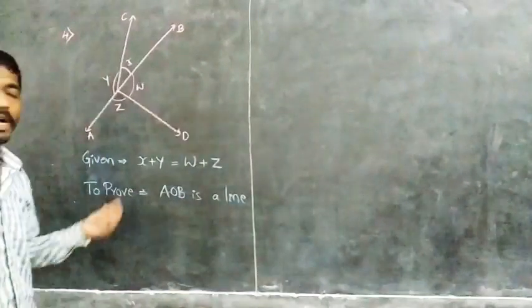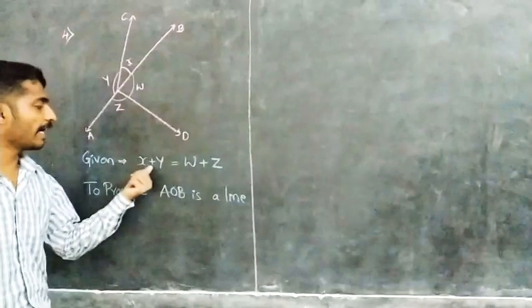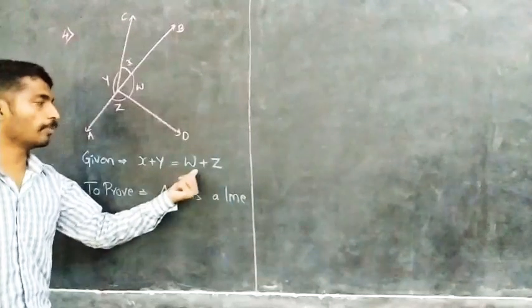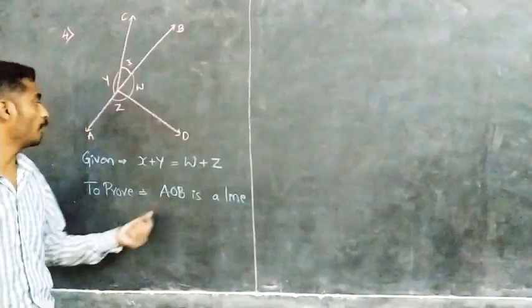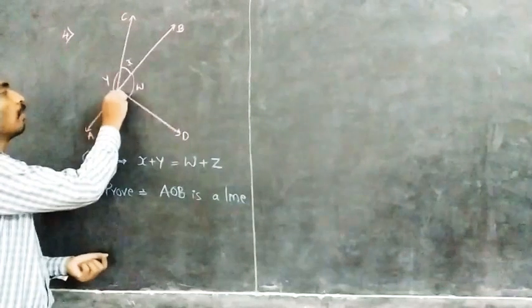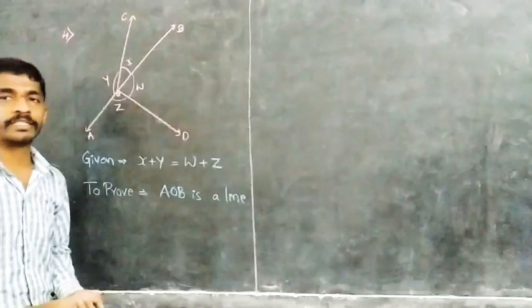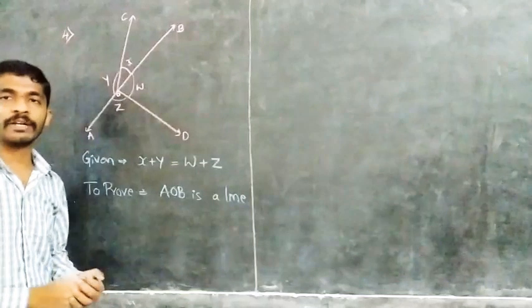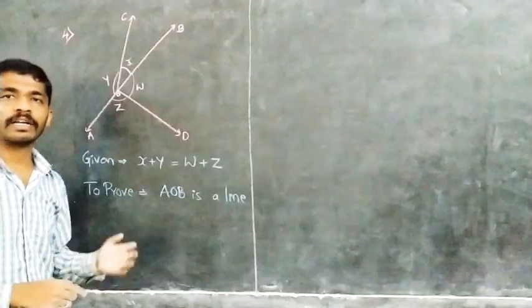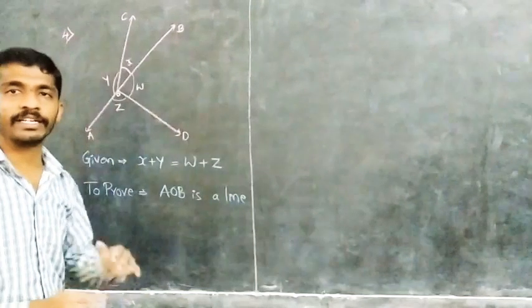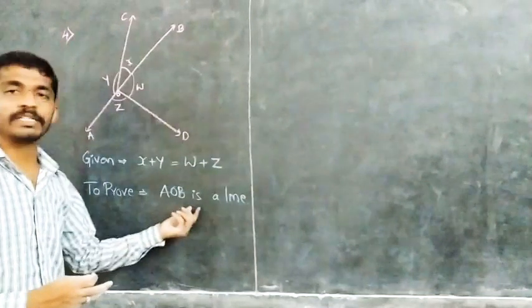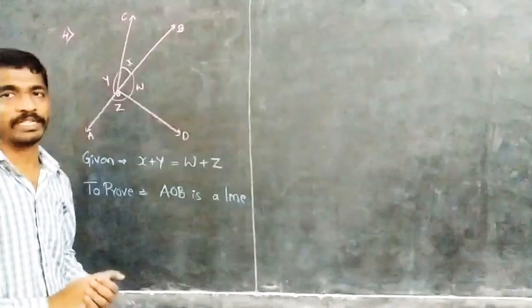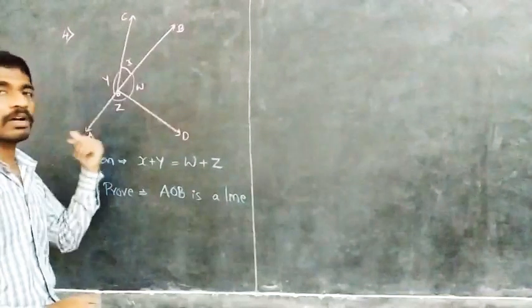They gave one figure. Along with that, they gave x plus y equal to w plus z. And what we have to prove? We have to prove AOB is a straight line. When do we get a straight line? When the angle sum is 180 degrees on one side, then we will get AOB as a straight line. So let's see the figure.